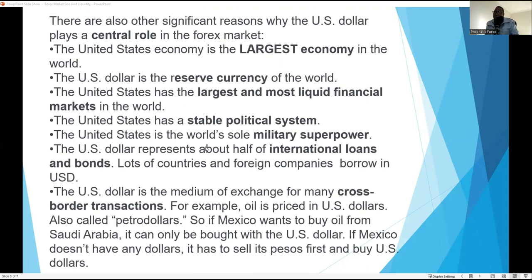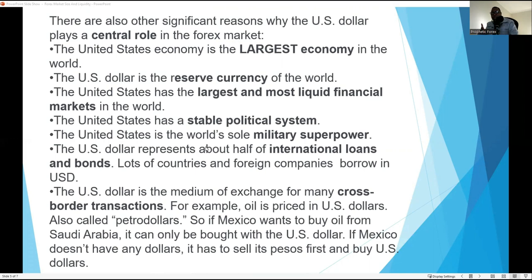And of course, number five, the United States has a stable political system. I don't want to zero in much on it, but you know very well what I mean. Of course, they also have the world's sole military superpower, and because of that, a lot of things are trusted upon the USA. And another thing, the US dollar represents about half of the international loans and bonds.